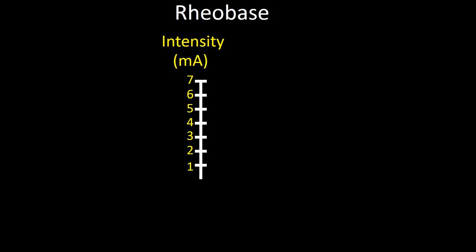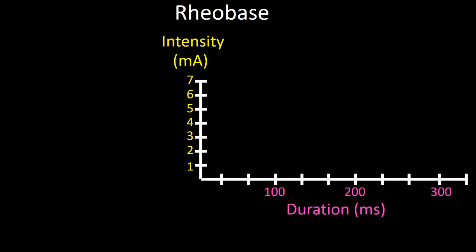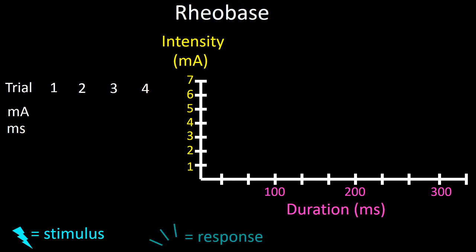On the y-axis that I have just drawn, I will present intensity. On the x-axis, duration. On the left side of the frame, I have introduced three terms: trials, milliamps, and milliseconds. The number of trials is 1 to 4. On the bottom, I have included the legend. The ray represents stimulus. The lines I have just added represent positive response, and the lines with a red line indicate no response.